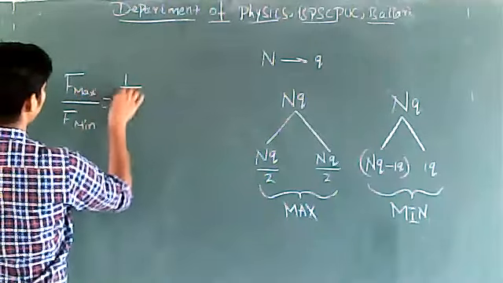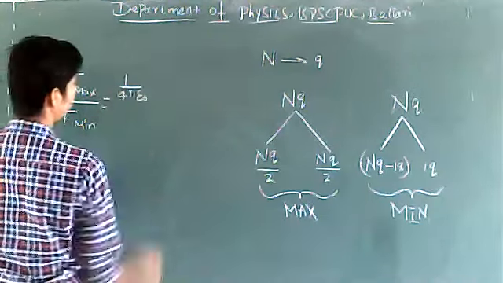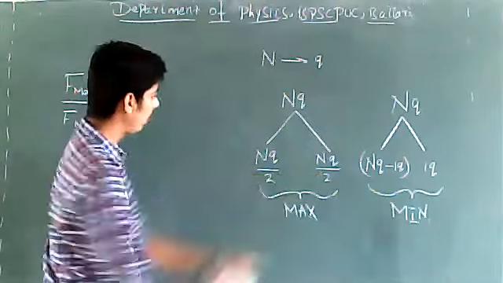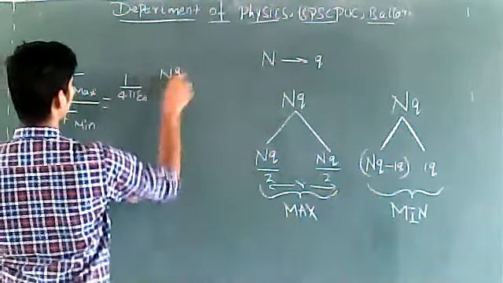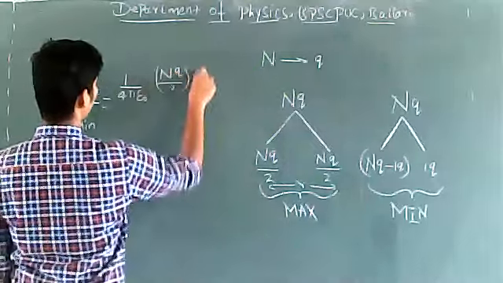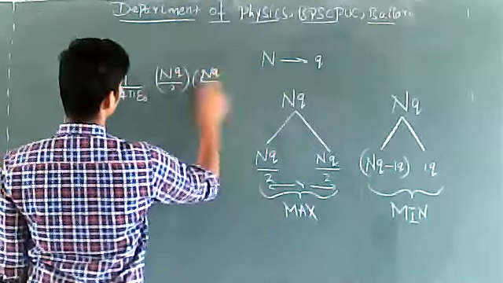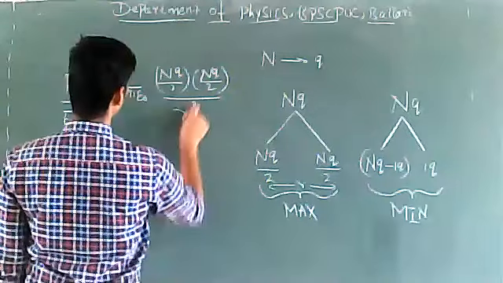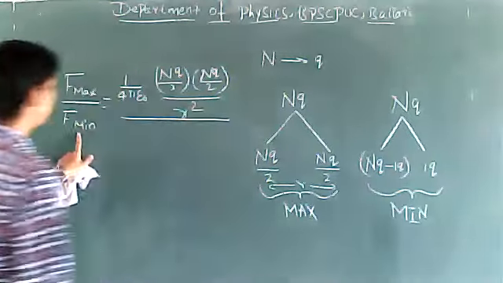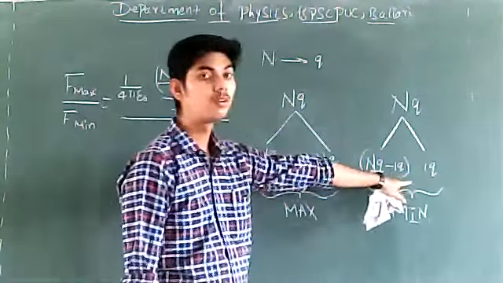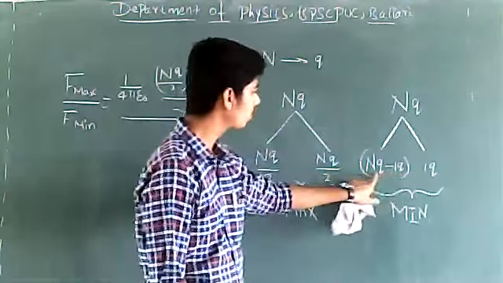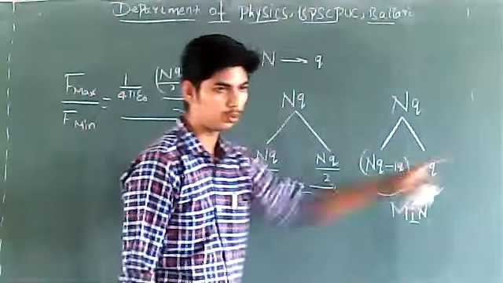F maximum is calculated as 1 by 4 pi epsilon naught Q1 Q2 divided by R square, and F minimum is to be calculated. The minimum force will be for the charges nq minus 1q and 1q.